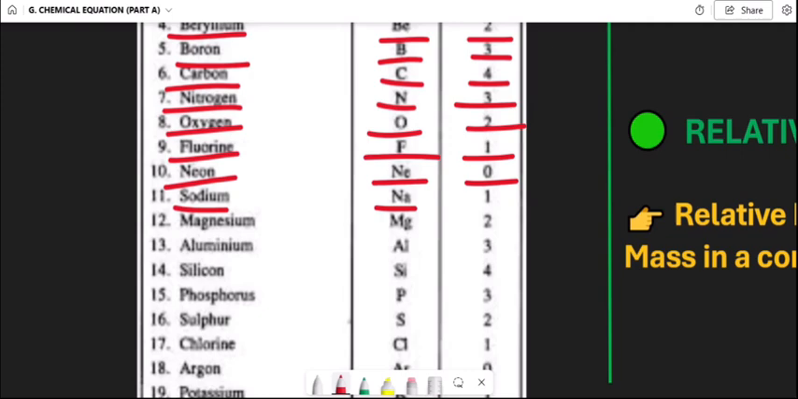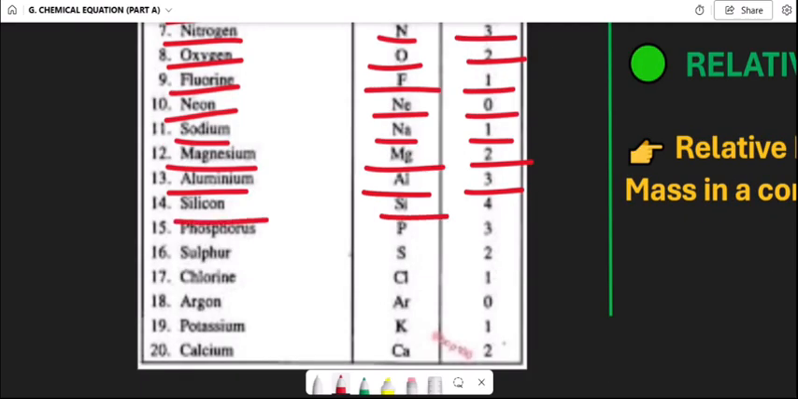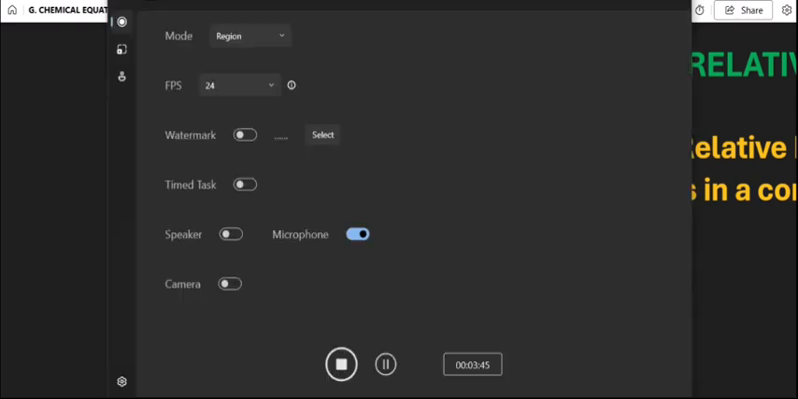Sodium, Na, valency is 1. Magnesium, Mg, valency is 2. Aluminium, Al, valency is 3. Silicon, Si, valency is 4. Phosphorus, P, valency is 3. Sulfur, S, valency is 2. Chlorine, Cl, valency is 1. Argon, Ar, valency is 0. Potassium, K, valency is 1. Calcium, Ca, valency is 2. So please, these are the first 20 elements, their symbols and their valency.